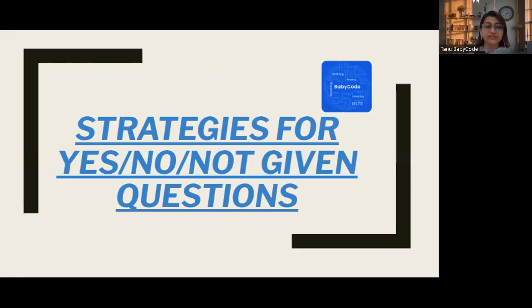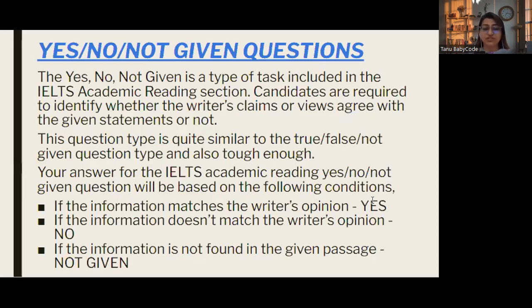So what are basically yes, no, not given questions? First, the yes, no, not given question is a type of task included in the IELTS academic reading section, right? The candidates are required to identify whether the writer's claims or views agree with the given statements or not. That means the text which is given to you is based on the writer's opinion, what he claims, what are his views. And you have to check whether the statements which are given to you agree with the writer's view or not.